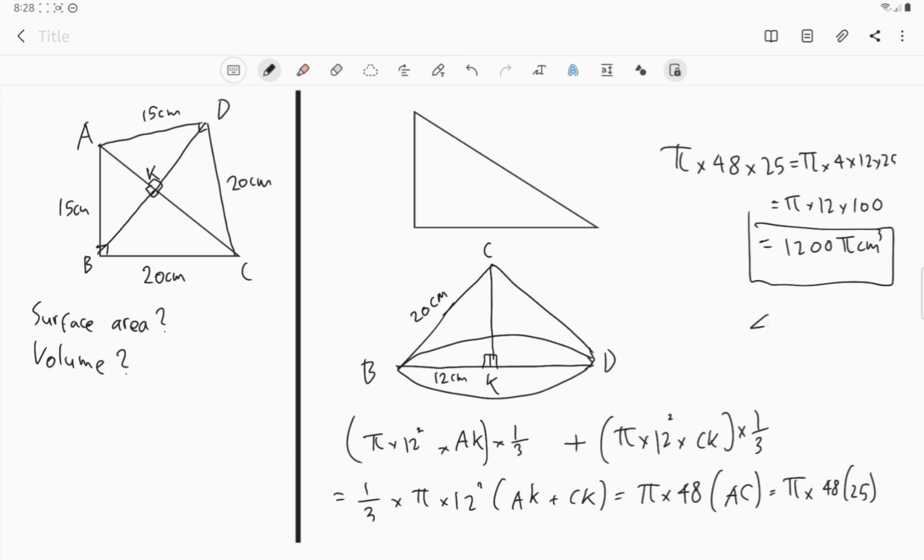Okay, let's put the surface area here too. Here's the answer of the problem.